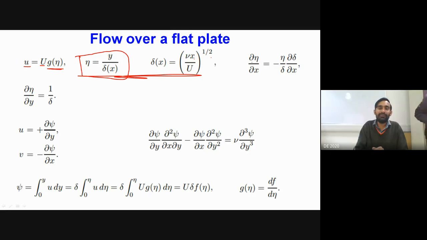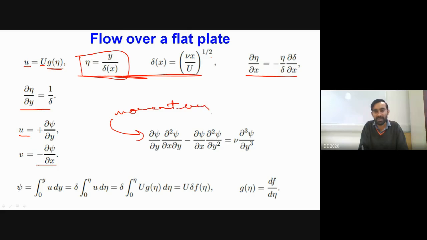Okay, so if you now do some of the mathematical formulations, for example, find del eta by del x, del eta by del y, and if you employ over here our stream function, which is u equal to del psi by del y, v equal to minus del psi by del x, and if you replace it in your momentum equation, so this is our momentum equation which we have taken in our previous slide.